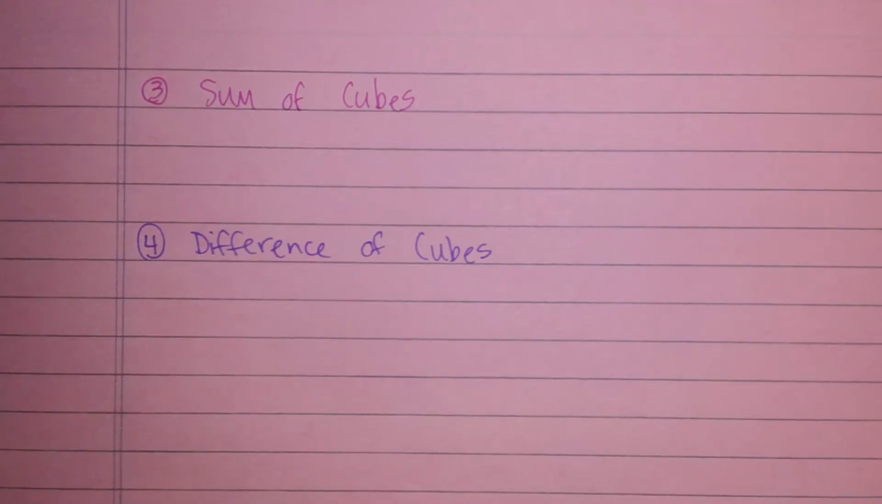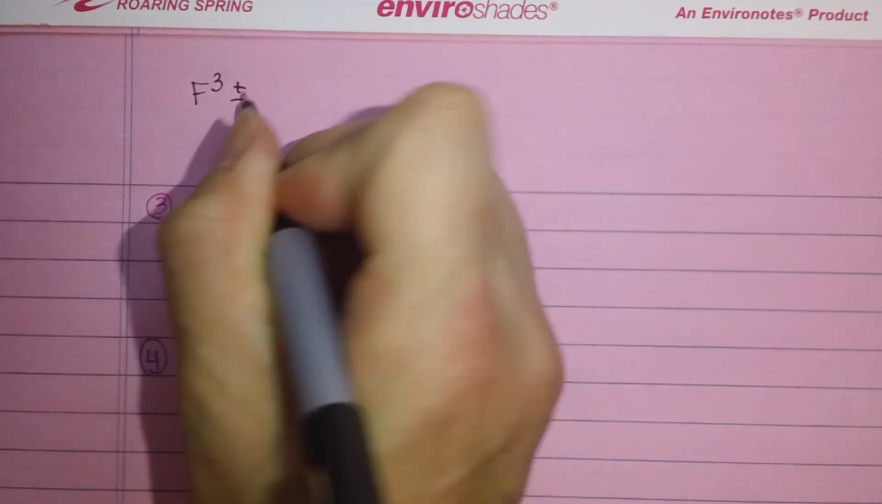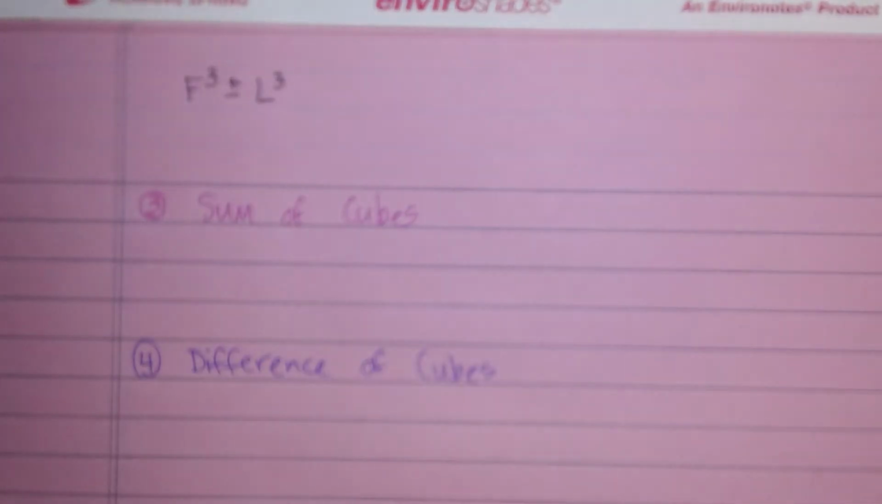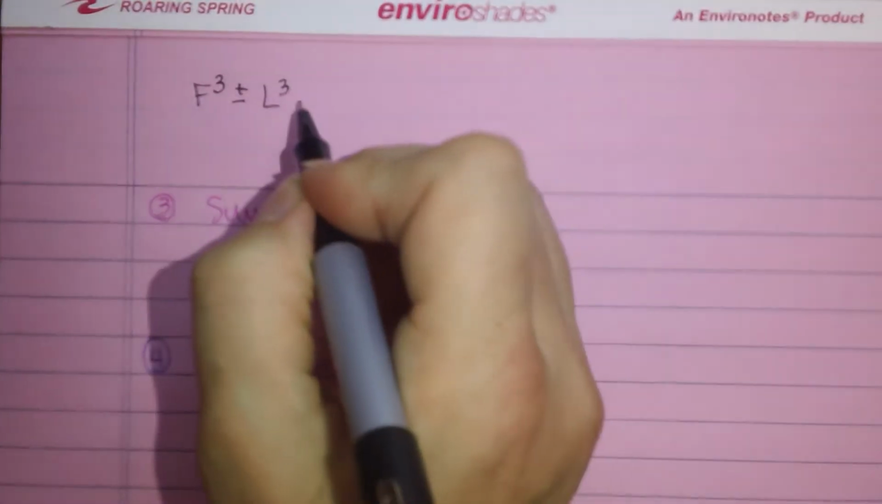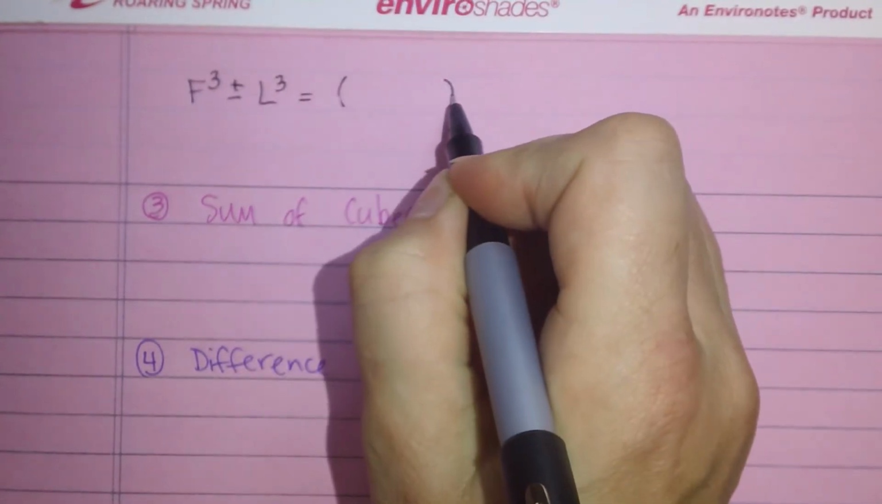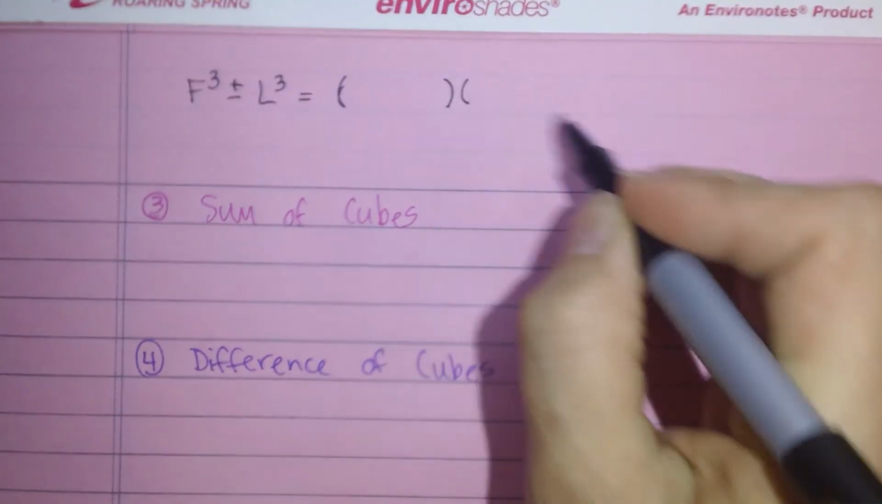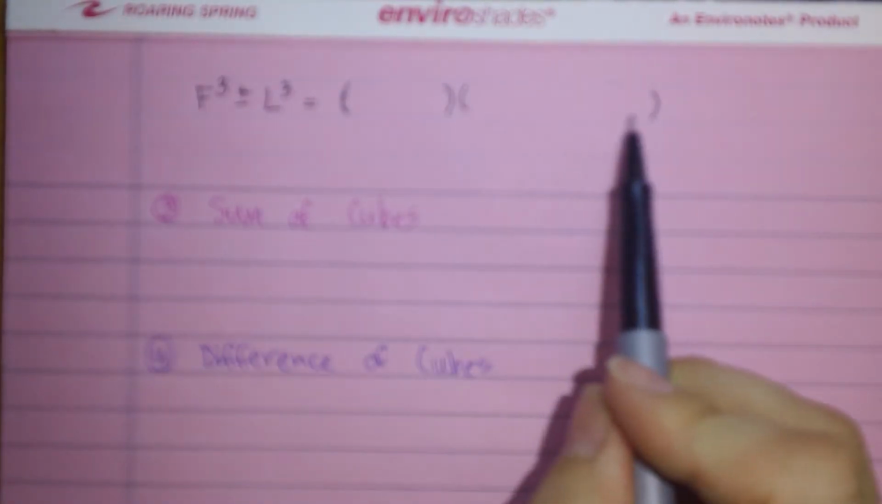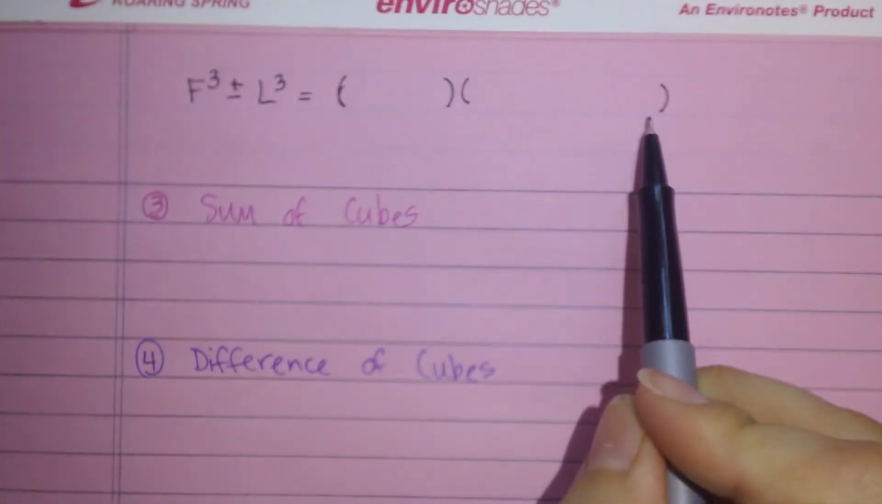The next special cases of binomials we'll be looking at are sum and difference of cubes, and we're going to look at those two cases at the same time because they follow the same pattern. The pattern for sum and difference of cubes is F cubed and then either plus or minus L cubed. And it's going to factor into the product of a binomial and a trinomial. So it will factor into a 2-term and then a 3-term factor.